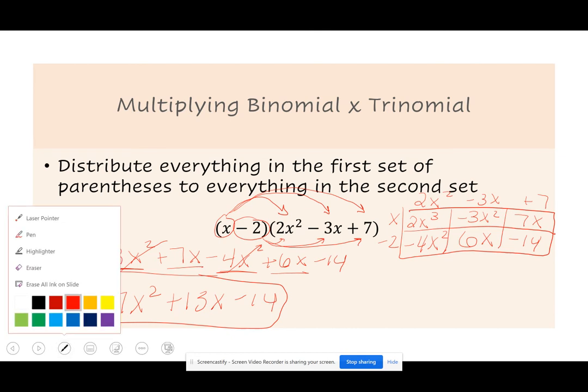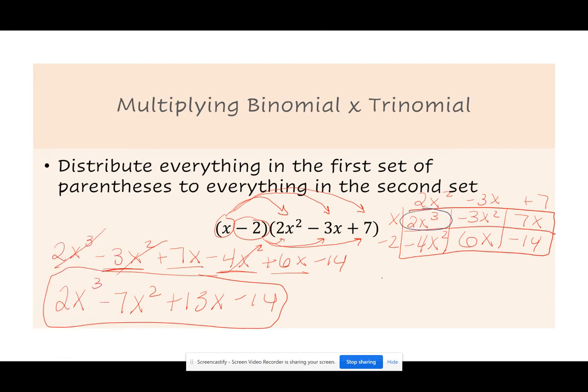And then we combine like terms. So we have 2x cubed, done with that one. We have negative 3x squared minus 4x squared is negative 7x squared, done with those. 6x and 7x, and that minus 14. So whatever method you choose to do is fine. We'll be practicing this more in class, so come to class with any questions you have.